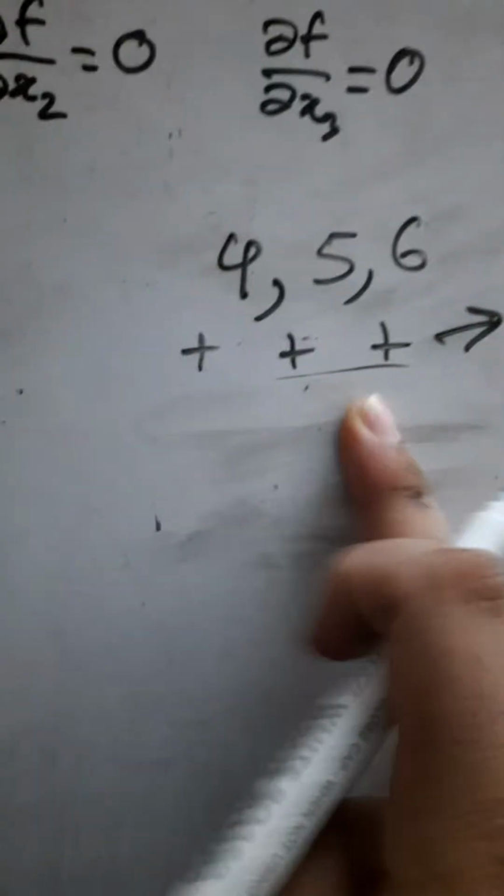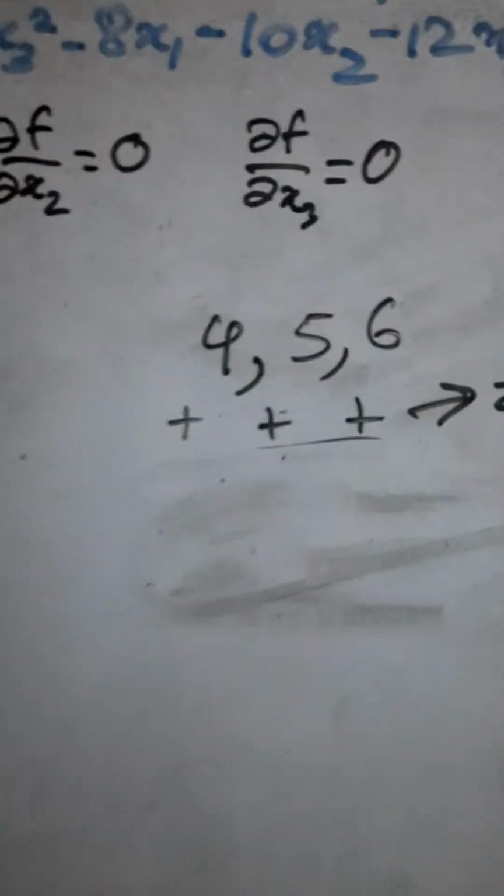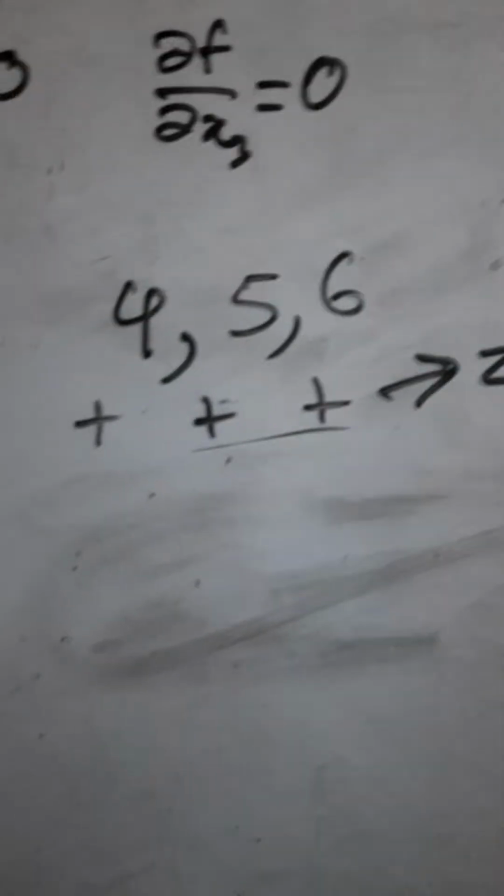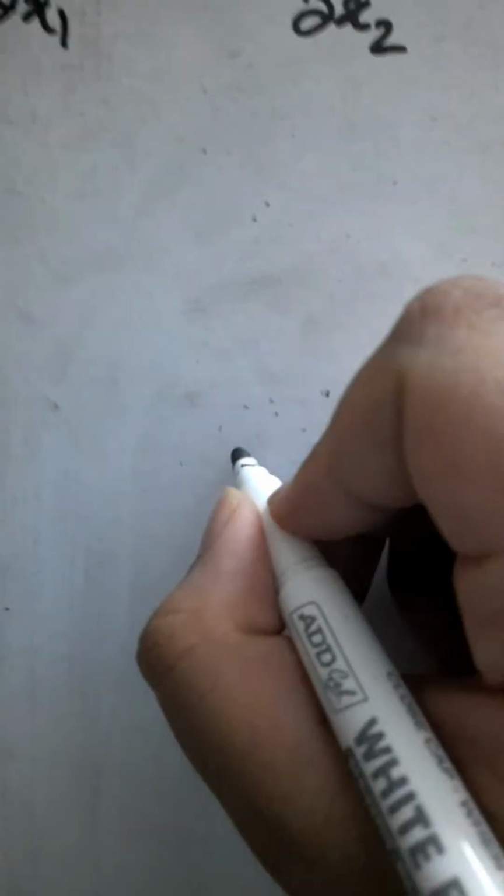Not exactly, this rule is not applied here. It is applied after we find the Hessian matrix. After we find the Hessian matrix, I'm going to show it to you, then we apply this to find whether z is minimum or maximum. So let's find the Hessian matrix.